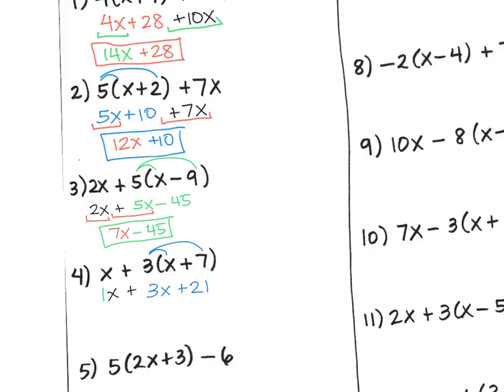Okay, now that I know that's a 1x, I'm going to go ahead and look for like terms. See, 1x, there's a 3x. What sign's in front of it? A plus. So this is 1x plus 3x. 1 plus 3 is 4x. And I'll go ahead and bring down the plus and the 21.